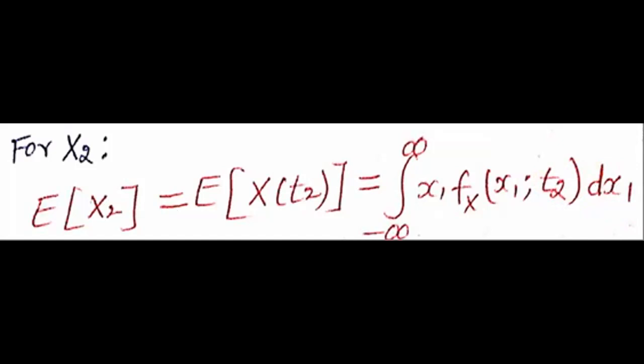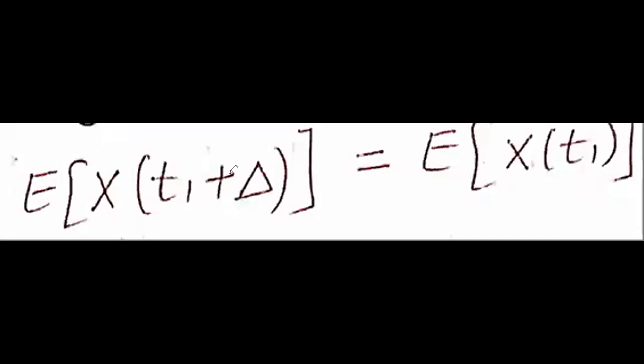And now by substituting t2 is equal to t1 plus delta, right? t2 is equal to t1 plus delta. In this equation, what happens, we will see now. Just wait, I will show the equation. So see, this is what happens when we replace this t2 value with t1 plus delta, right?